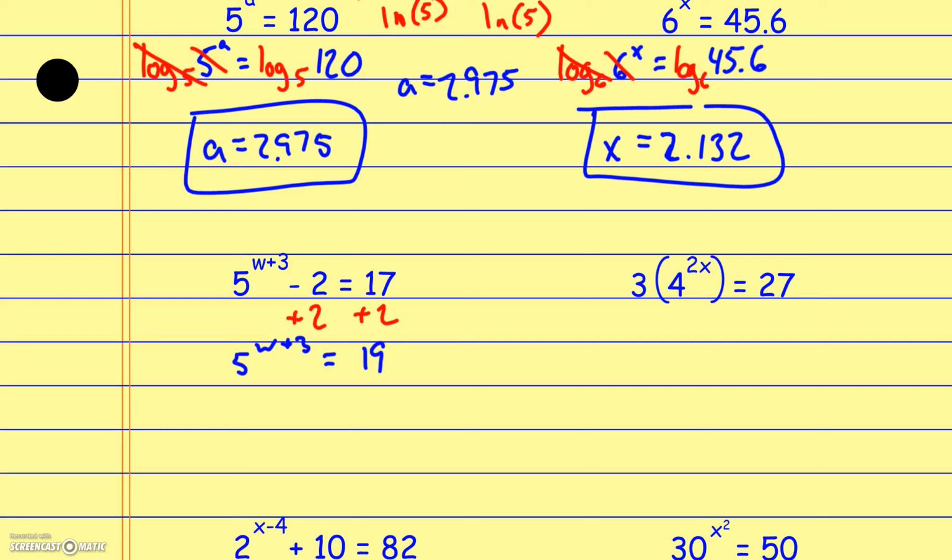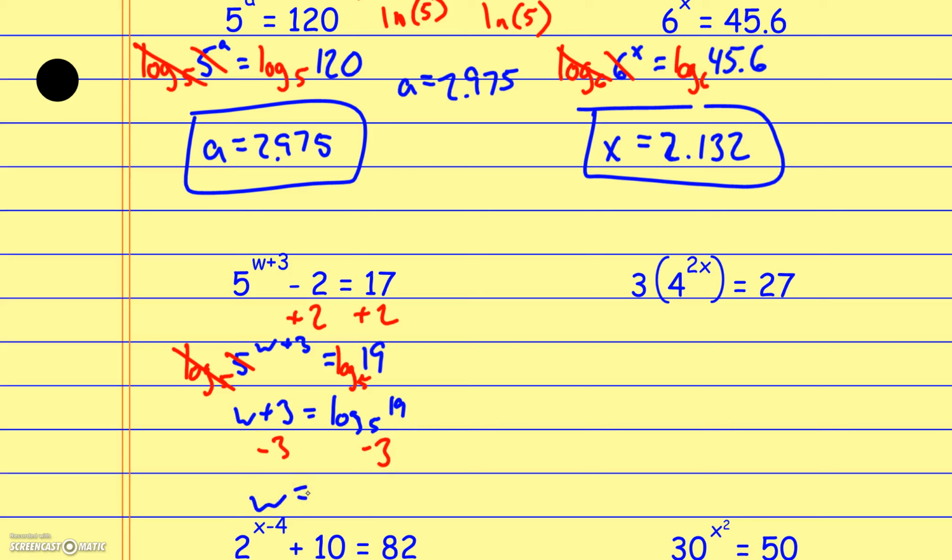Now to undo 5 raised to a power, I do log base 5. Again, you could just use the natural log here and then go from there. When it's a simple example like this, you might as well just do the base that matches. So now here, log base 5 and the 5 cancel. Leaves me with w plus 3. Over here I have log base 5 of 19. And now I'm going to subtract the 3 from each side. And really this just becomes a job for my calculator.